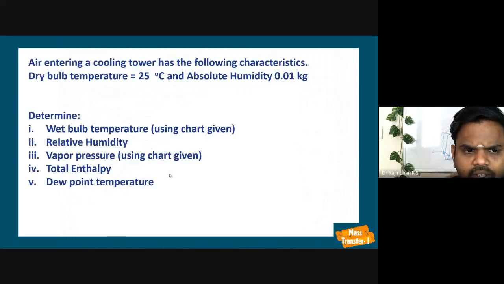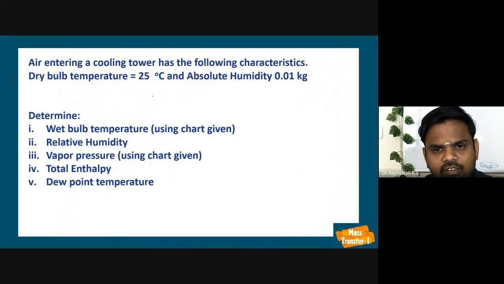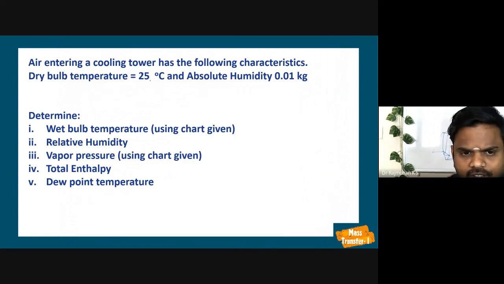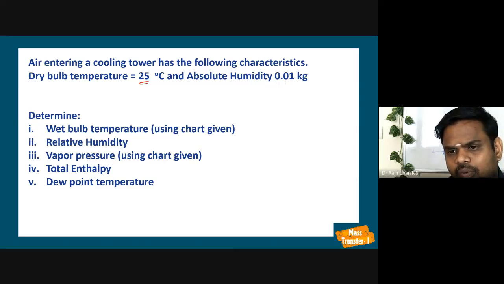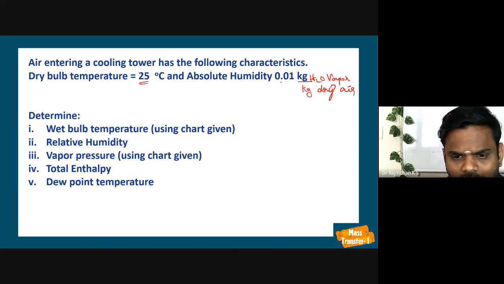so next problem. Air is entering a cooling tower with the following characteristics: dry bulb temperature 25 degrees Celsius and absolute humidity of 0.01 kg of water vapor per kg of dry air. Determine the wet bulb temperature, relative humidity, vapor pressure, total enthalpy and dew point temperature. So how to do that?